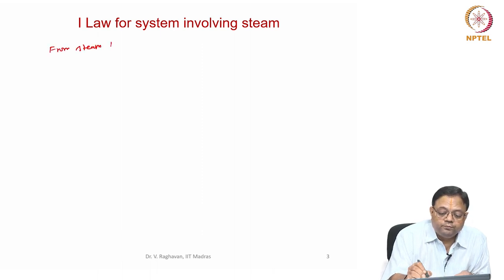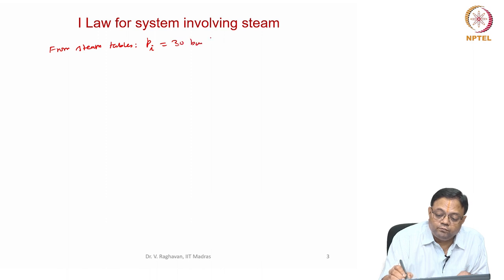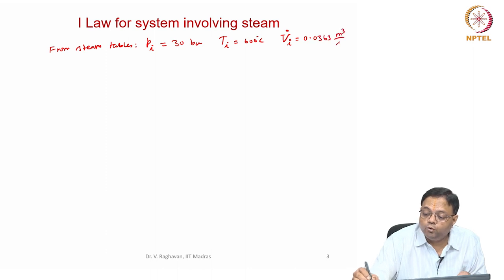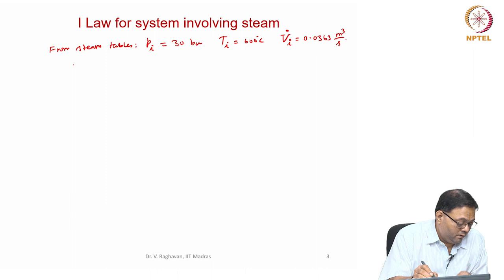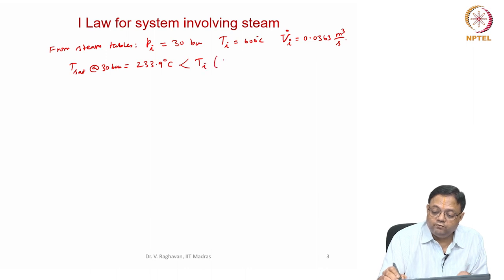From steam tables, PI is 30 bar and TI equal to 600 degrees centigrade for the steam turbine, and also the volumetric flow rate VI is given as 0.0363 meter cube per second. Now, from steam tables, what is the saturation temperature at 30 bar? It is 233.9 degrees centigrade, which is actually less than TI, which is 600 degrees centigrade.